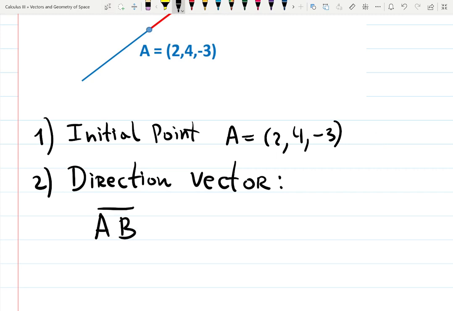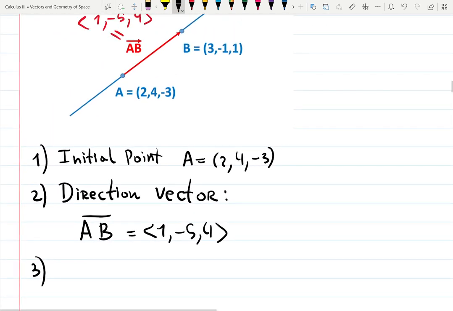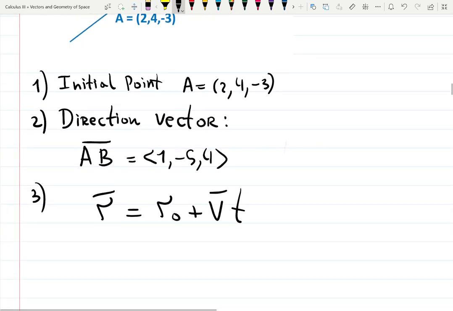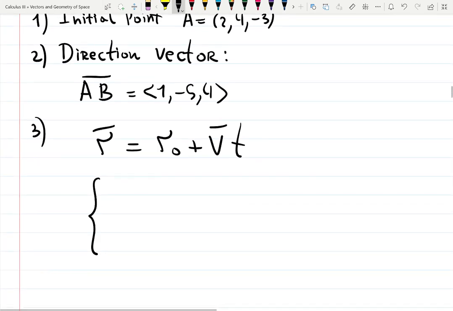AB is going to be 1, minus 5, and 4. We just calculated it. Take the last point minus the initial point. Then let's build this system. So we already have AB and we have the original point. That is enough to build the idea of r equals r sub 0 plus vt, either in vector form or in parametric form. In the parametric form, it's going to be x. So both ways, let's do both ways.